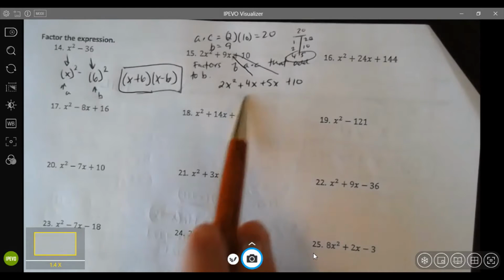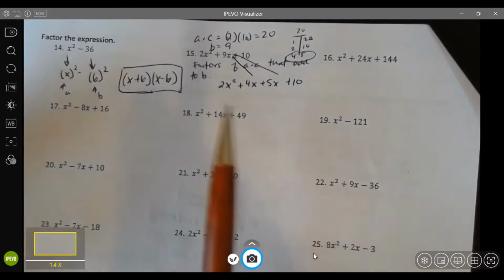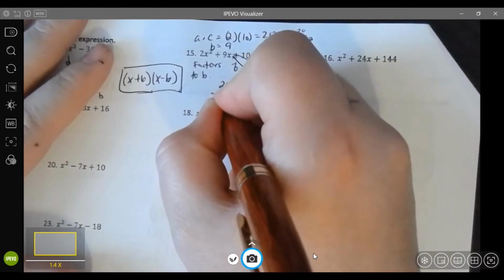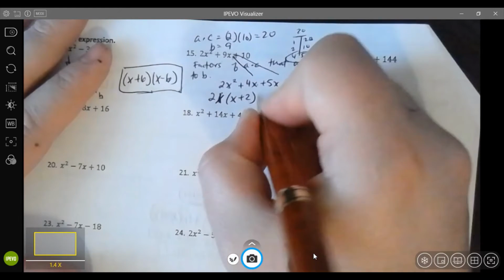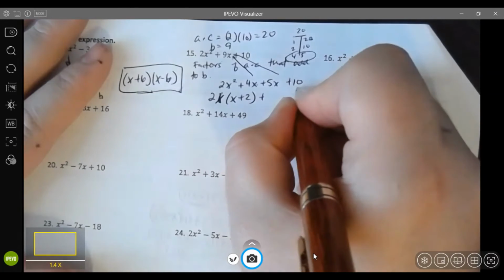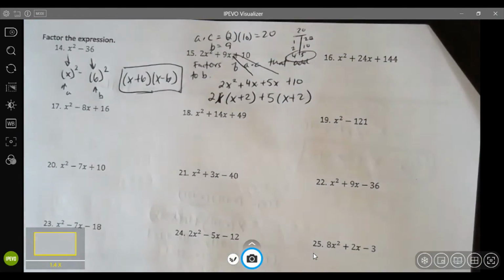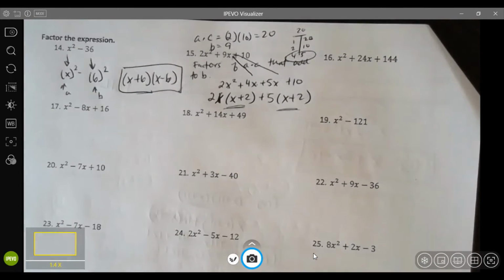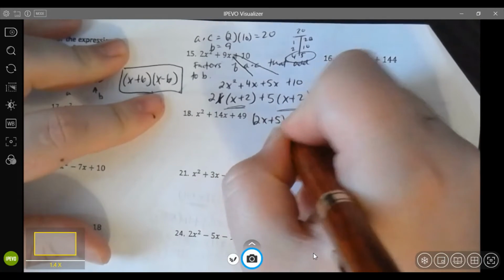And then there's no rearranging that we need to do, because between the 2 and the 4, we can pull out a 2. And between x squared and x, we can pull out an x. So this will be 2x times x plus 2, plus, and then between 5x and 10, we can pull out a 5: 5 times x plus 2. As long as you've got a common factor in the parentheses, you know you've done it right. So this is 2x plus 5 times x plus 2.